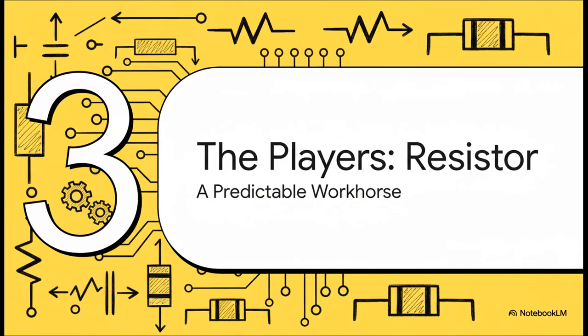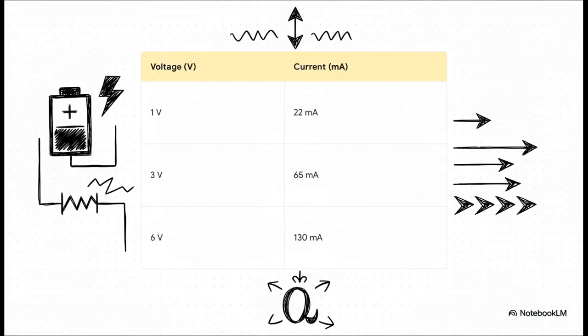Now let's meet our first player, the resistor. This little guy is the most fundamental component out there, and its whole job is to be the predictable, reliable workhorse of a circuit. So how does this resistor actually behave? Well, look at this. When we apply 1 volt of push, we get about 22 milliamps of current flowing through it. Now watch what happens when we triple the voltage to 3 volts. Yep, the current pretty much triples too. Double the voltage again to 6 volts, and the current doubles. It's Ohm's law playing out perfectly right in front of us.